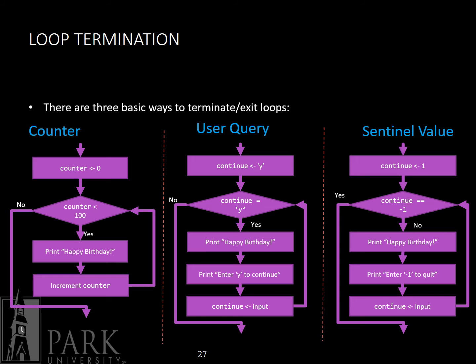User queries and sentinel values are useful for when you don't know in advance the number of times that you must do something, where the counter variant is useful when you know, okay, I need to perform this process 100 times, or I need to perform this process based on a certain variable that holds the number of times that you're going to count. So you might ask the user, how many times do you want to repeat this? And the user will enter 100. And that 100 will get stored in the counter, and then you'll loop that 100 times because that's what the counter says to do.